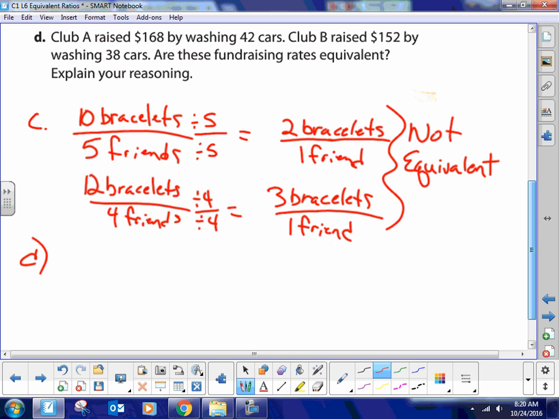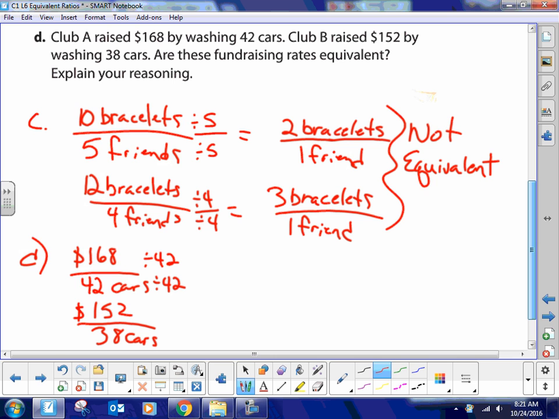D. I got Club A raised $168, washing 42 cars, while Club B did $152 in 38 cars. Are these equivalent? I'm going to divide both of these by 42. Now I can look at this and I can go, all right, this is 1 car, and when I divide 42 into 168, that goes 4 times. So each car costs $4.